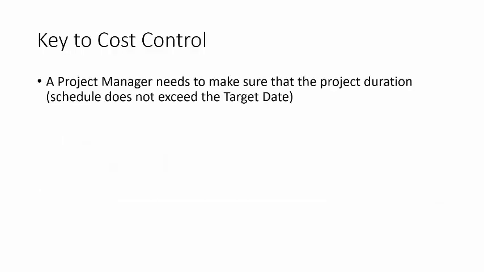Now, the key to cost control: the project manager needs to make sure that the project duration schedule does not exceed the target date. And I don't see this happening in this company. All I see is maybe we have some schedulers who are doing the schedule in Primavera, that's being controlled by the planning team, but there's no one keeping a close eye on the schedule and what's going on with it, or if it's going to go over schedule.